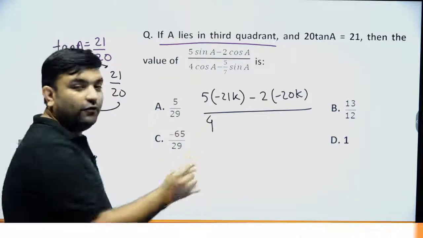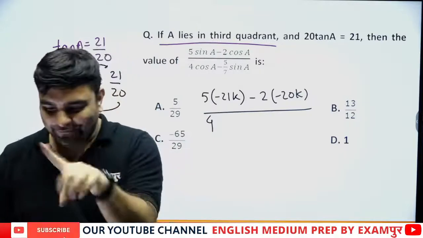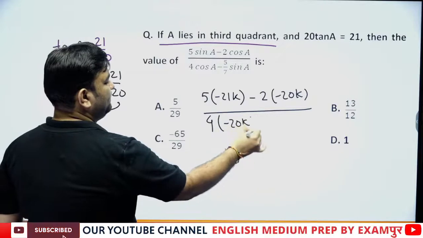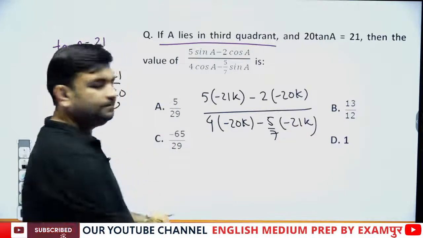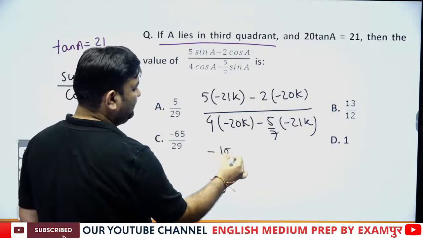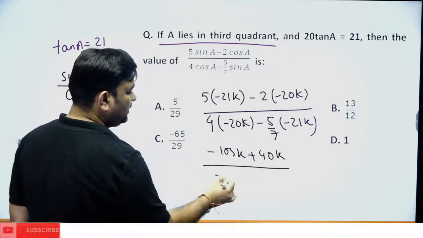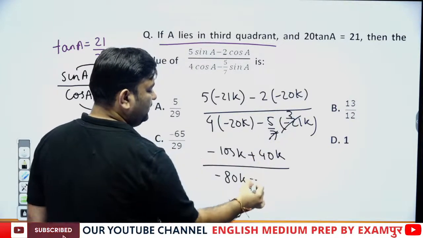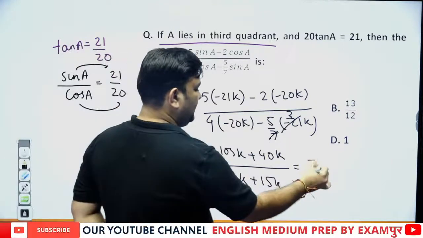So, if I would be the examiner, I would have kept tan A as well. So, one negative, one positive. Cos is minus 20K and 5 by 7 sine A is minus 21K. So it is minus 105K plus 40K upon minus 80K plus 15K, which is minus 65K upon minus 65K.